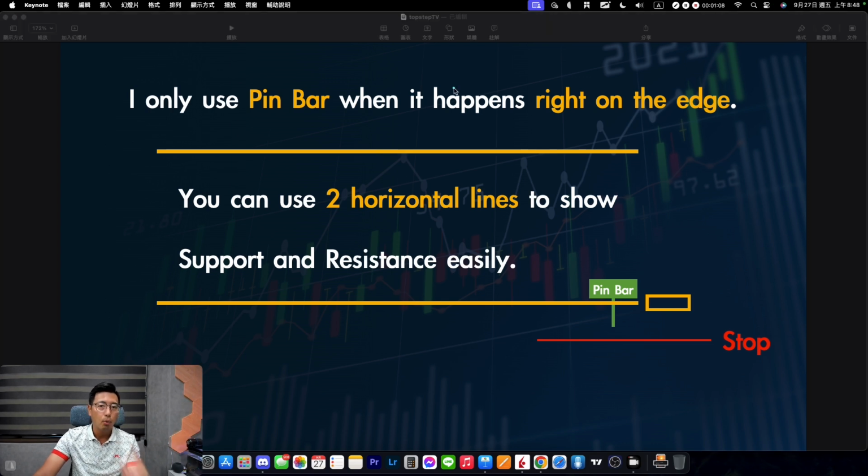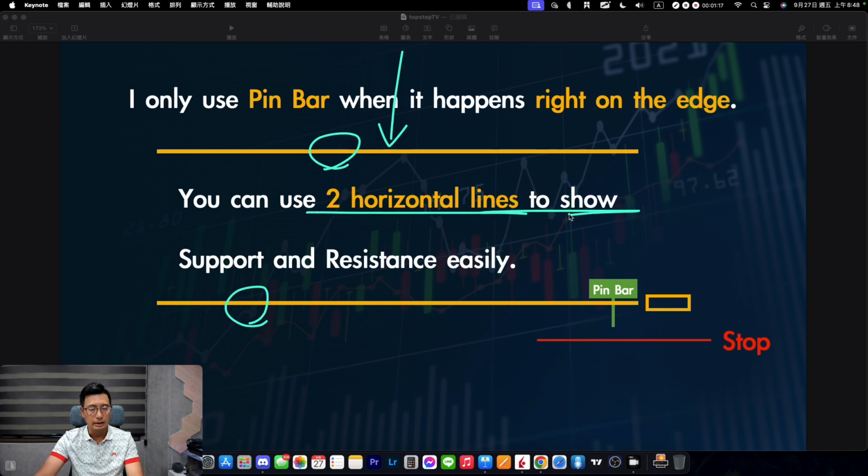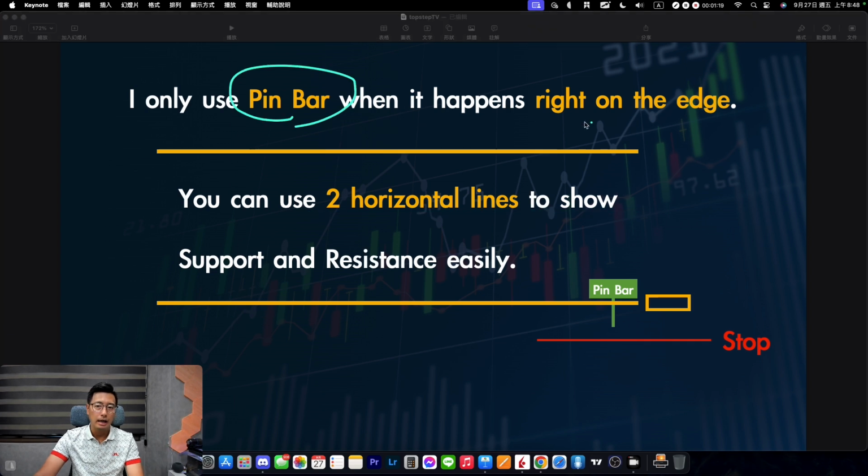Here's what I do often. First, I'll always draw two lines, the nearest support and the nearest resistance. I use two horizontal lines, and whenever a pin bar happens right on the edge, I know this is the sign for me to hit. Whenever the market falls into this little range, this is my hitting zone, like baseball. This is my strike zone. So I'm gonna strike over here.